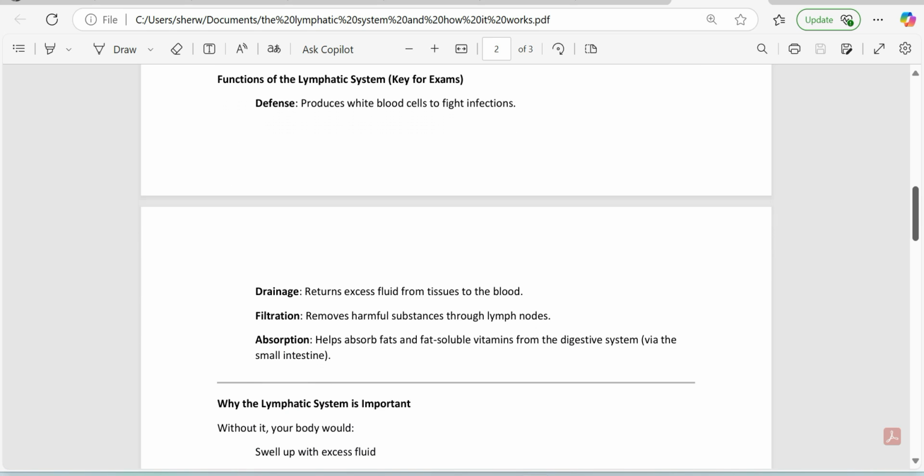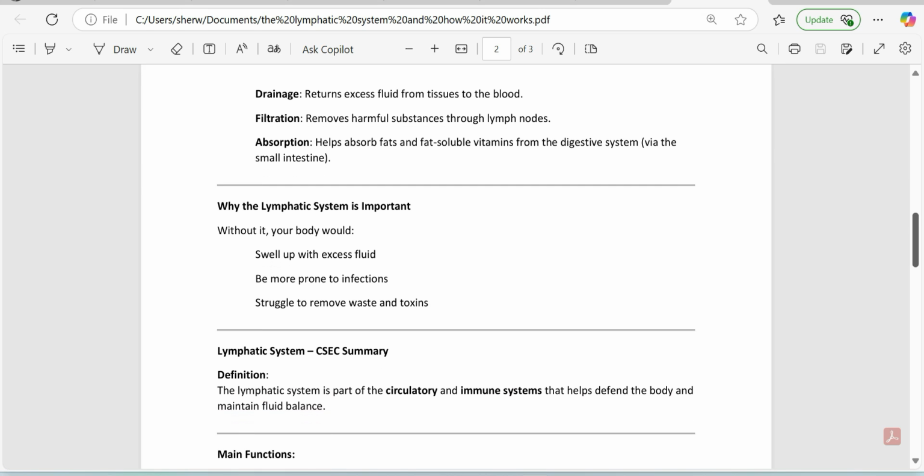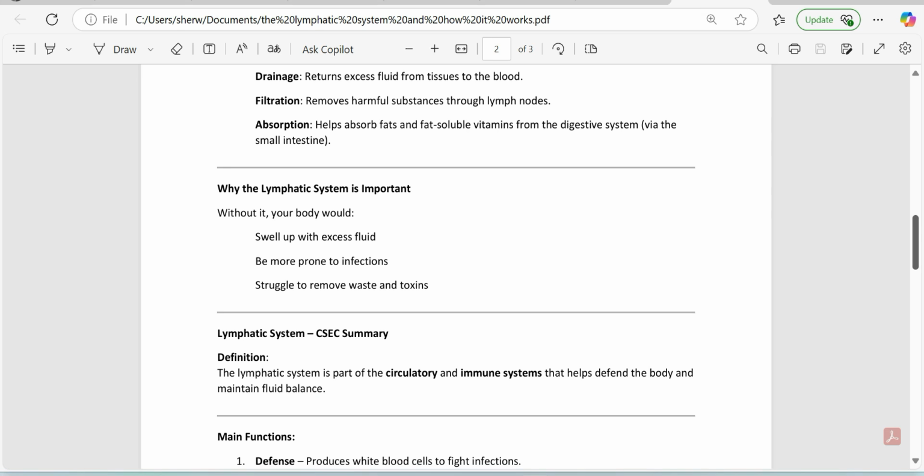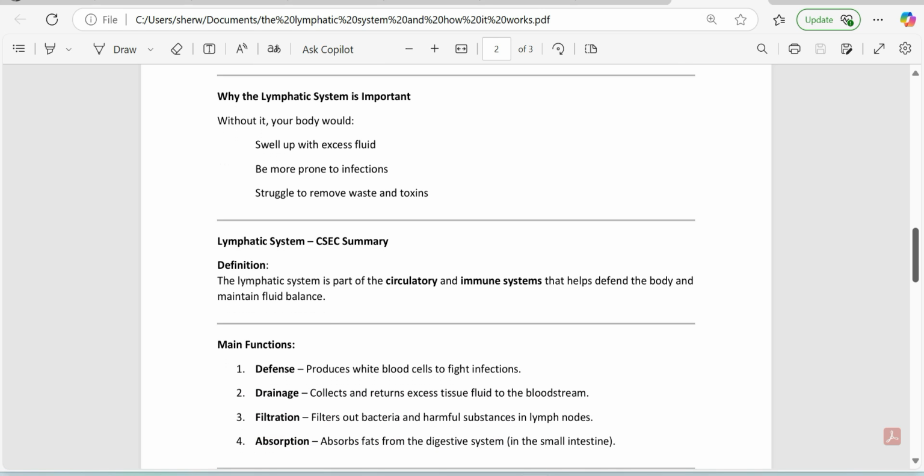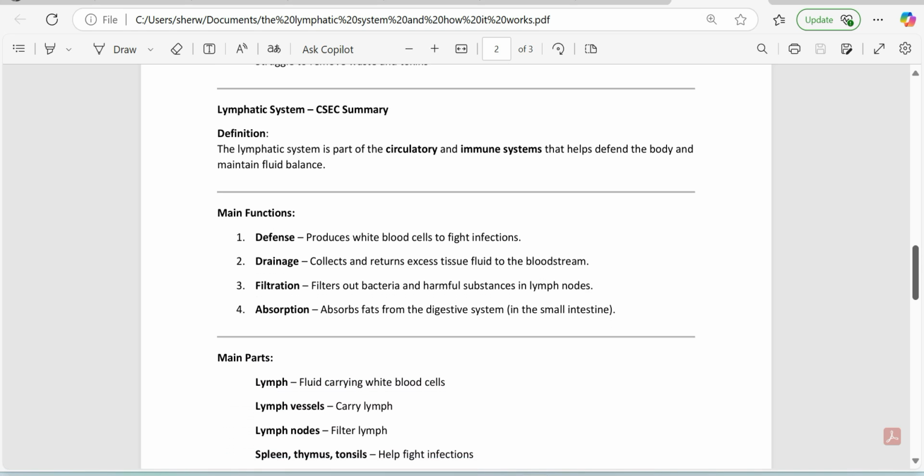Functions of the lymphatic system, key for exams. Defense, produces white blood cells to fight infections. Drainage, returns excess fluid from tissues to the blood. Filtration, removes harmful substances through lymph nodes. Absorption, helps absorb fats and fat-soluble vitamins from the digestive system via the small intestine. Why the lymphatic system is important. Without it, your body would swell up with excess fluid, be more prone to infections, and struggle to remove waste and toxins.